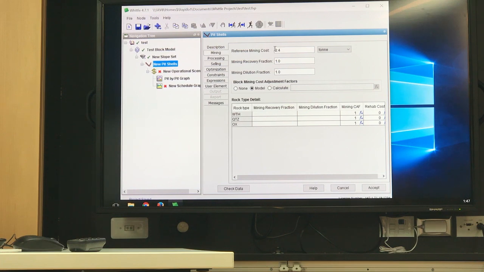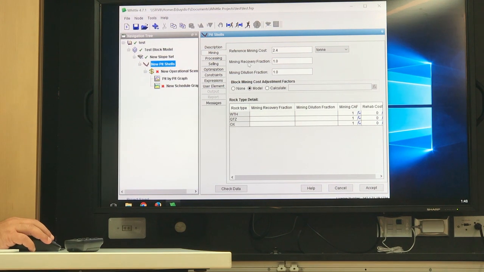So this is the cost of what? The cost of drilling, blasting, loading, and hauling, right? And you are assigning this number to all the blocks that you have in the block model. The next parameter is the mining recovery. So what's the mining recovery? Actually, how much rock you're taking out from the ground.